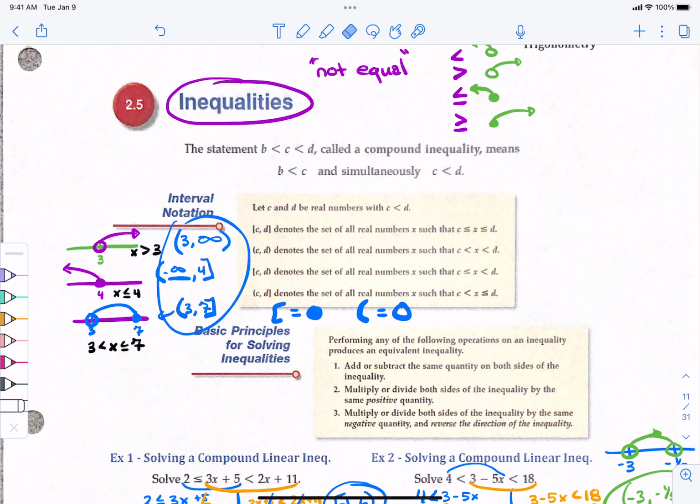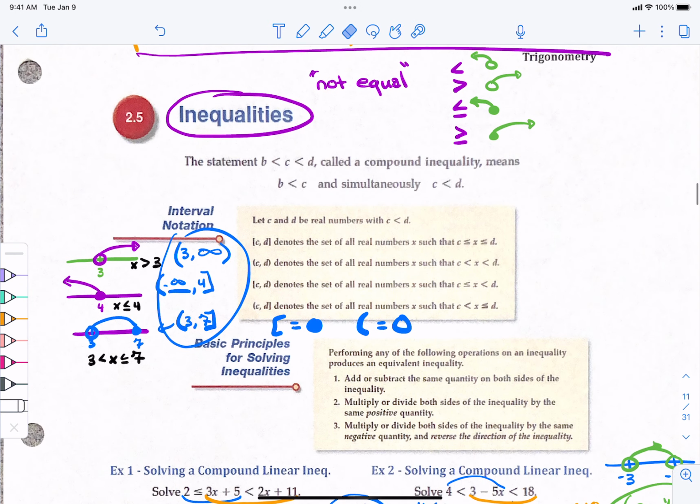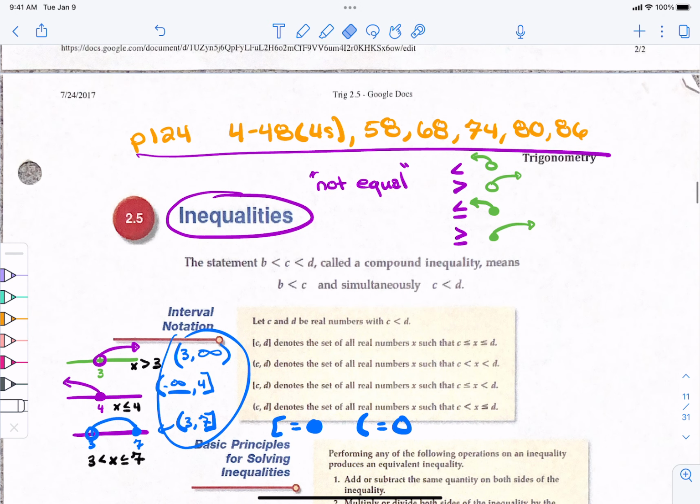All right, hello people watching this video. We are actually doing the second half of 2.5, but I'm going to backtrack a little bit so that we can regroup. Here is the homework assignment if you have not written it down: 4 through 48 by 4s, and then all those extra things, right? Okay.